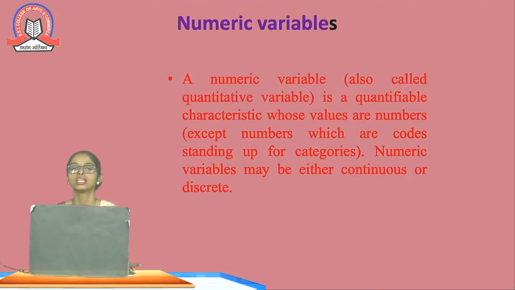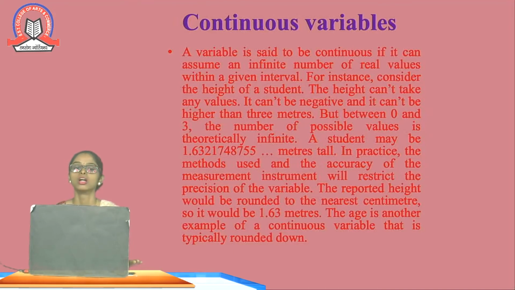Numeric variables may be either continuous or discrete. Continuous means it has an infinite range, and a discrete variable means it has a finite range. A variable is said to be continuous if it can assume an infinite number of real numbers. It means that it belongs in an infinite range within a given interval.